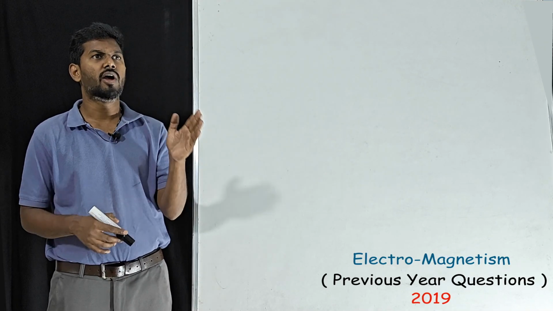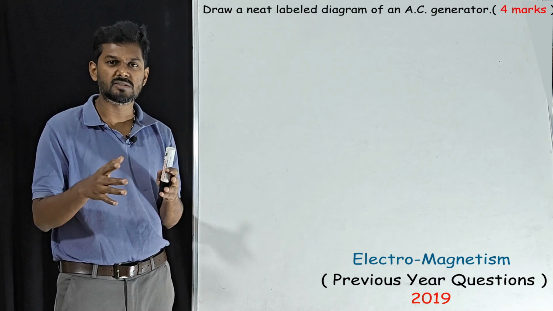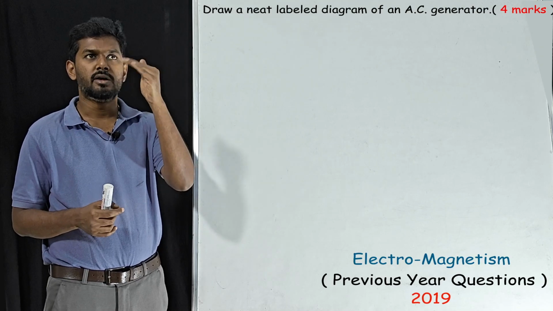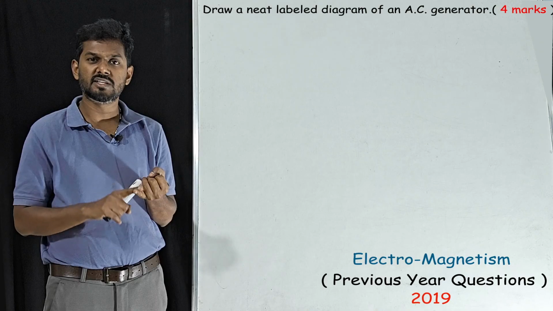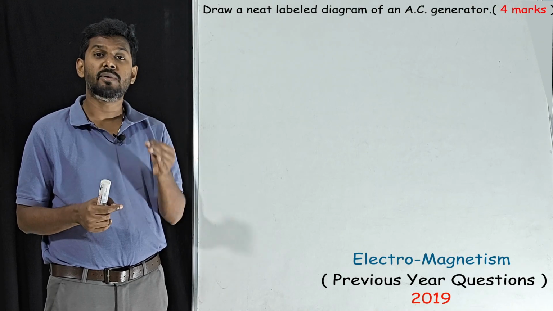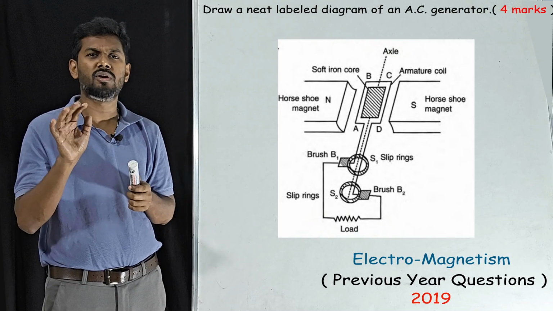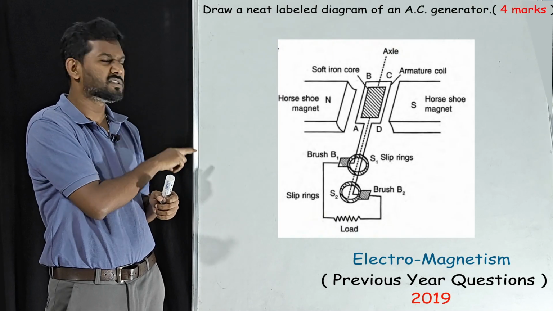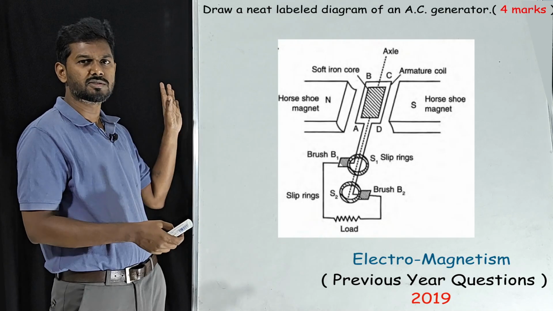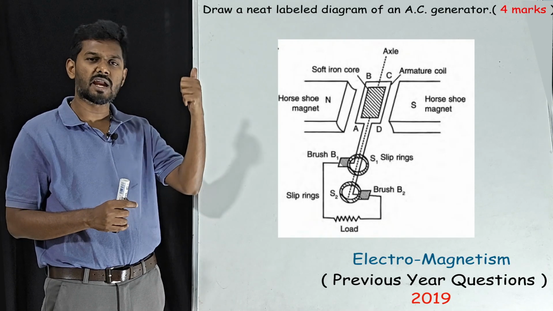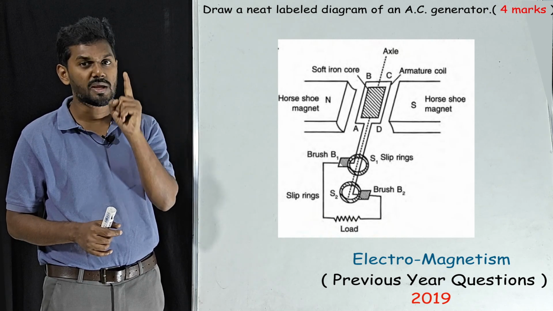Our next question: draw a neat labelled diagram of an AC generator. Yes, I know a few students are puzzled now, because they have asked for the diagram of an AC generator. Yes, they have asked. The diagram of an AC generator and the diagram of a DC motor can be asked for 4 marks. A neat and labelled diagram. Don't draw it roughly. You practice it. There is no procedure; you can start from anywhere. Make sure the diagram looks neat and is labelled.